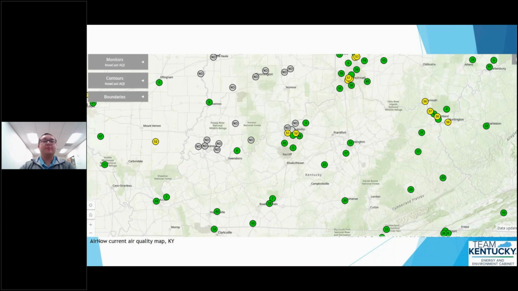So this is an example map of the air quality data for the state of Kentucky on the AirNow website. Each of the little circles you see represents an air monitor, or air monitoring station at least. And then each of those circles is color-coded and has a number that reflects the AQI at that area at that time.